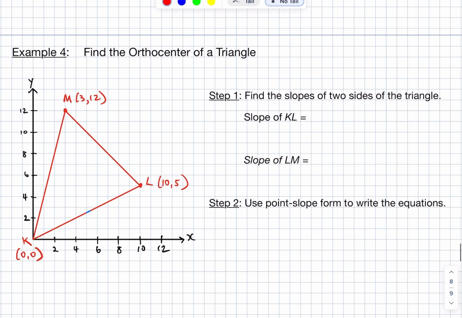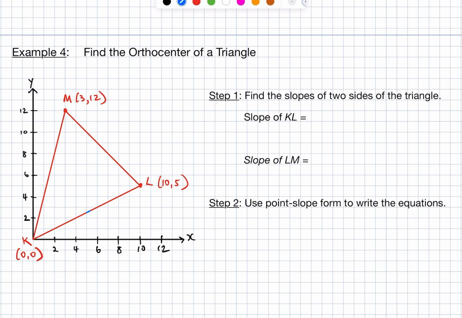This one's a little bit extended, but hopefully you'll bear with me to find the orthocenter of this particular triangle. So we have this triangle at points (0, 0), (3, 12), and (10, 5). Those are our vertices. So the first thing we want to do is find the slopes of two sides of the triangle. Okay, so we're going to find the slope of side KL.